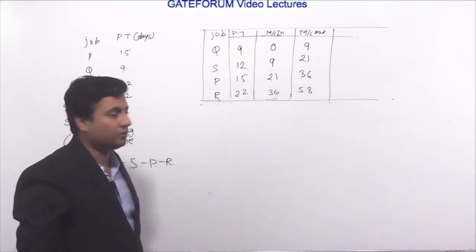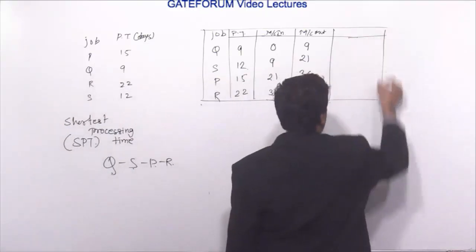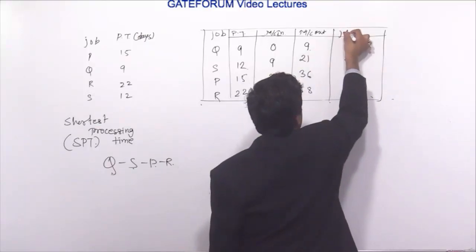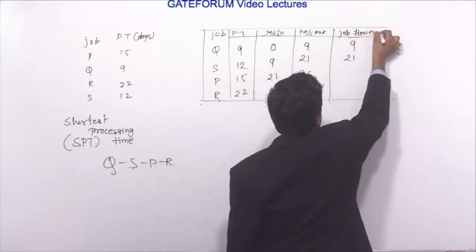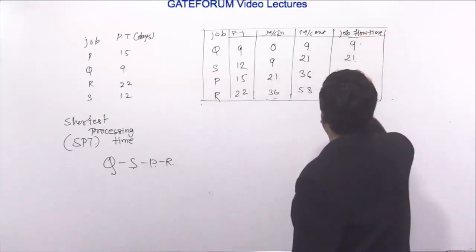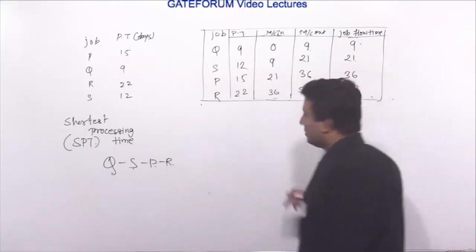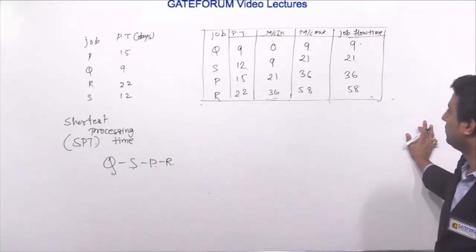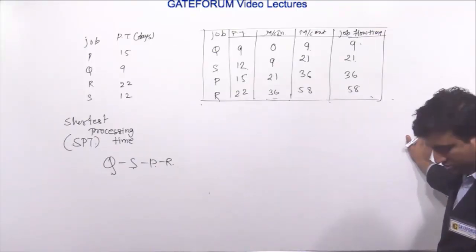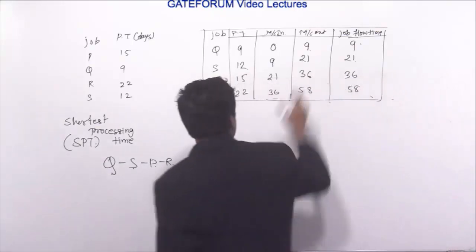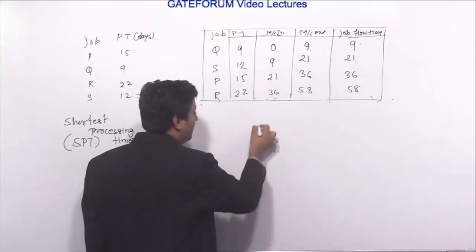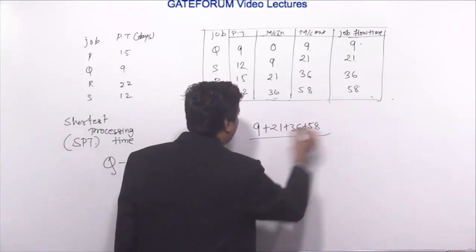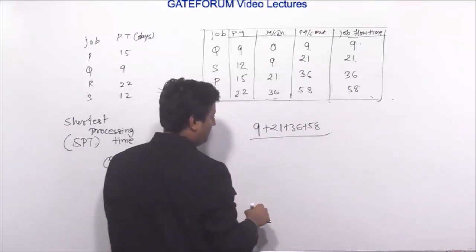Now the job flow time for each job is 9, 21, 36, 58. That is the individual job flow time, but what they are asking about is the average job flow time. Let me calculate the total job flow time, the cumulative sum: 9 plus 21 plus 36 plus 58. And how many jobs are there? 4 jobs are there.